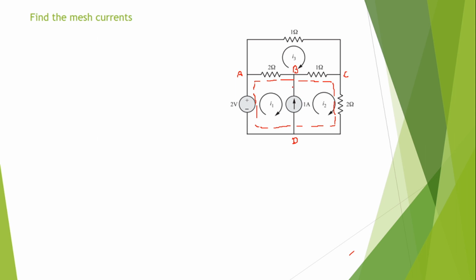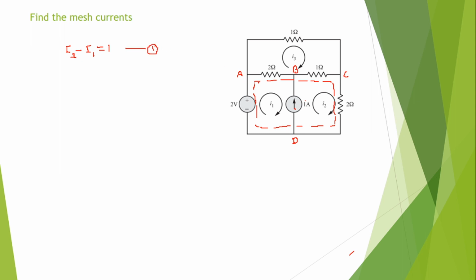Okay. Now how to write the equation? The first equation is comparing the source current in terms of the mesh current. This 1 amp current source is flowing from D to B. So which current expression flows from D to B? I2 minus I1. I2 is flowing D to B, I1 is B to D, so opposite. So the first equation is I2 minus I1 equal to 1. This is equation 1.